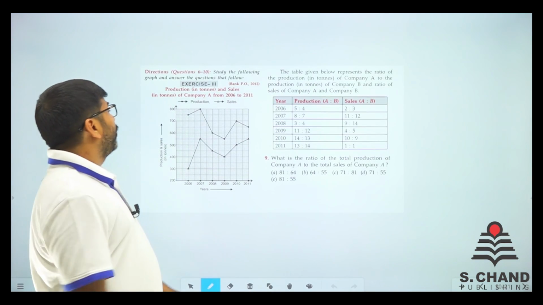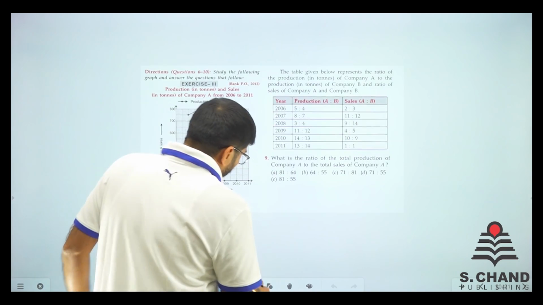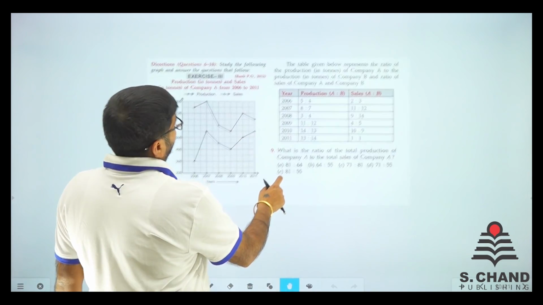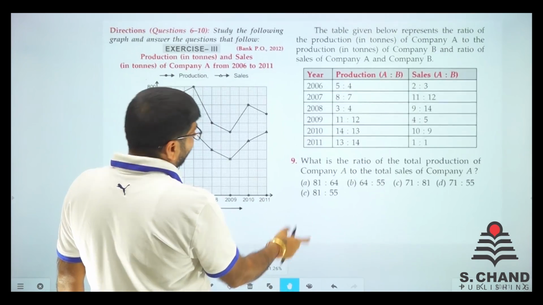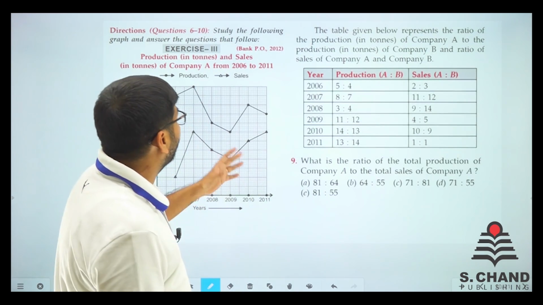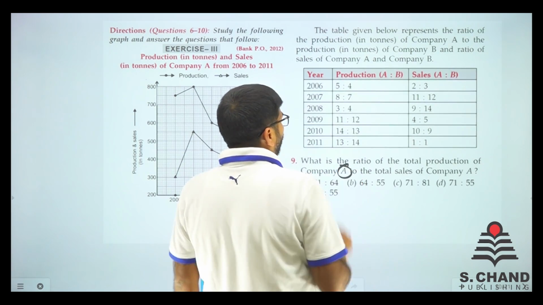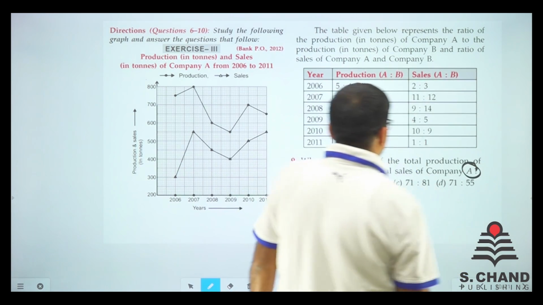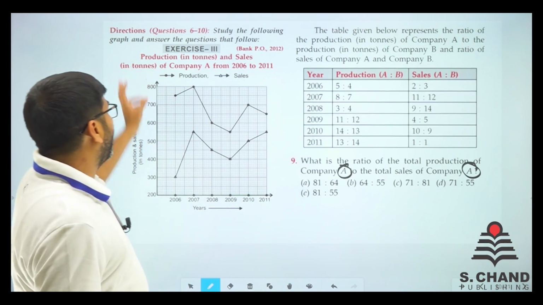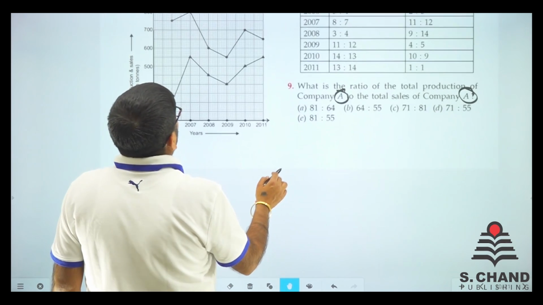Here we go. We move on to question number 6 of the 10, and that is exercise 3. So this exercise 3, now we are doing, in question number 9 we have arrived, right? So what exactly do we need to do in question number 9? Let us see. What is the ratio of total production of company A to the total sales of company A? Total production of A, total sales of A.